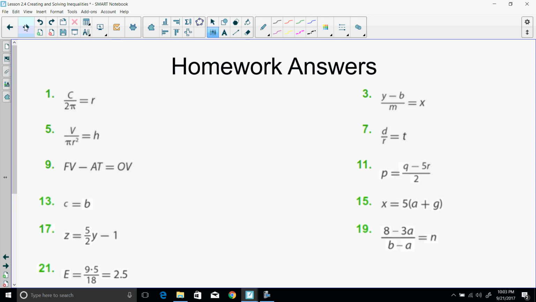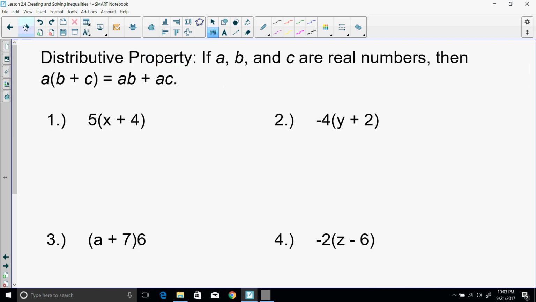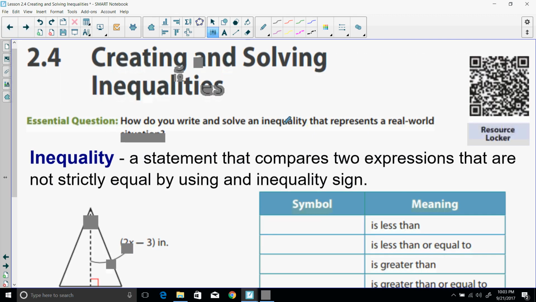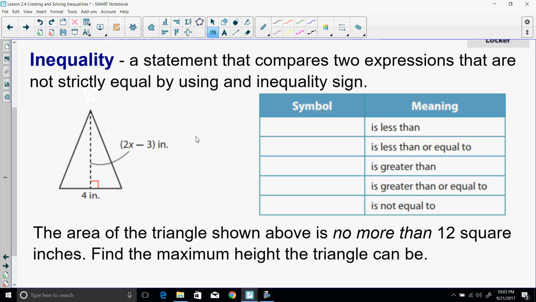All right, homework answers already should have been shared and checked with you. I'm going to go through the rest of the slides here, and we're going to get to our lesson. Today what we're working on is creating and solving inequalities, okay? And as we go through this today, what we're going to talk about are the symbols and how they can be used in real-world situations.